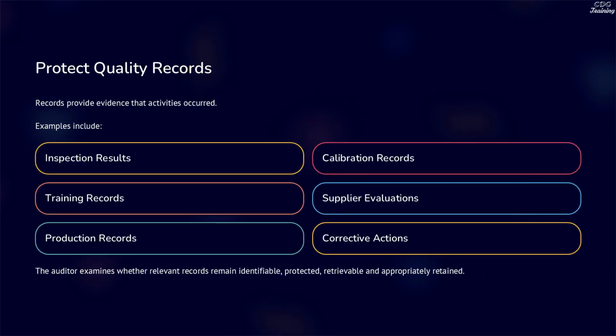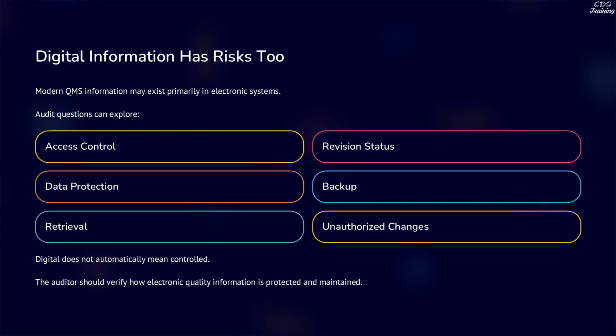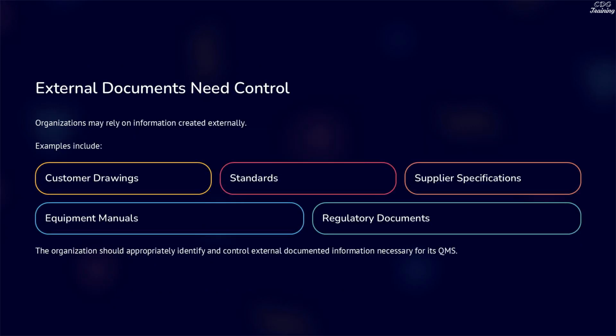Quality records provide evidence of activities. The auditor ensures records are identifiable, protected, and retrievable to maintain quality control. Digital information carries risks like unauthorized changes and data loss. Auditors must ensure electronic quality information is protected and maintained. External documents, such as customer drawings and regulatory documents, need control to support the QMS. Proper identification and control are essential.